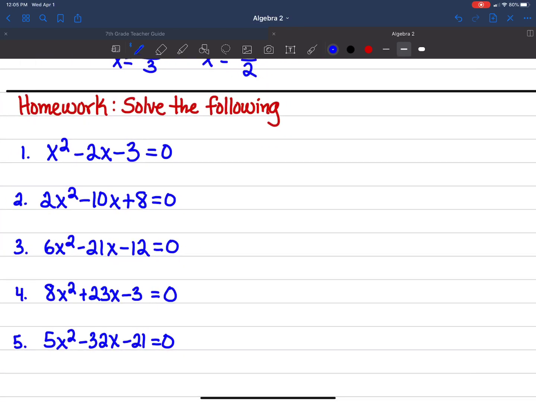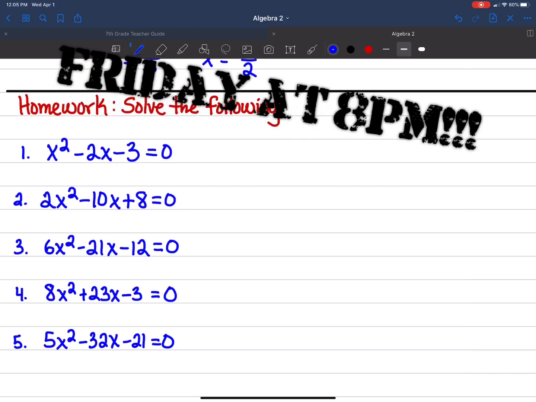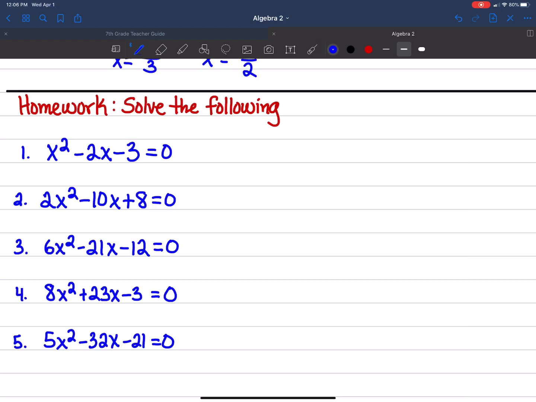This right here was the homework you were supposed to do from our last video. We are working on solving quadratic equations. This is due on Friday. Don't forget, by 8 o'clock. Yay, that's PM, not AM. I don't want it at 8 in the morning. So obviously, if you turn it in early, that's good for you. Make sure you get that in, and it will be recorded upon thy grade.